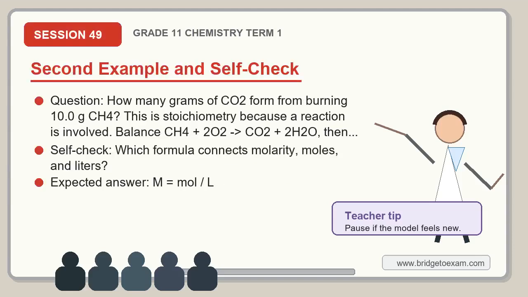Here is a second example. Question: how many grams of CO2 form from burning 10.0 grams of CH4? This is stoichiometry because a reaction is involved. Balance: CH4 plus 2O2 gives CO2 plus 2H2O. Then use gram CH4 gives mole CH4 gives mole CO2 gives gram CO2.